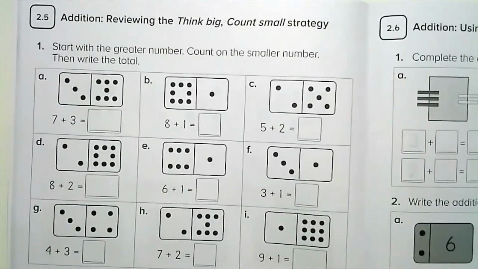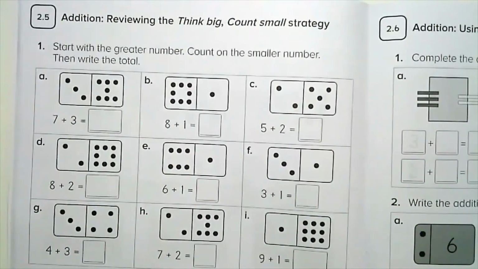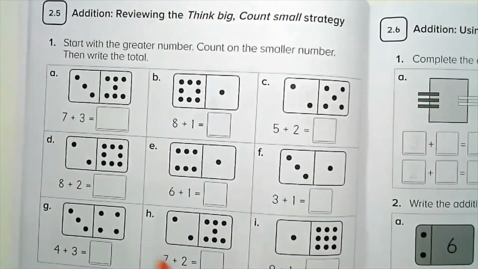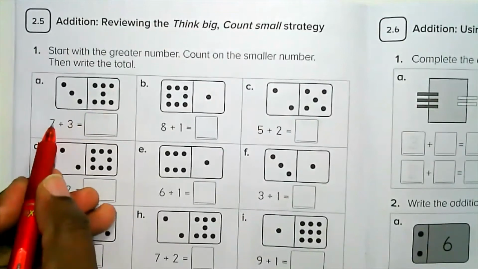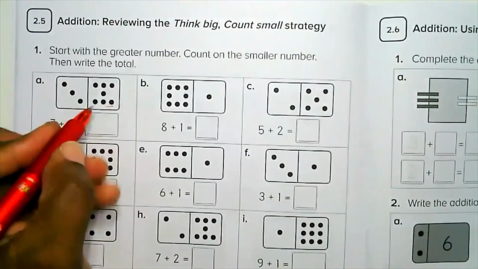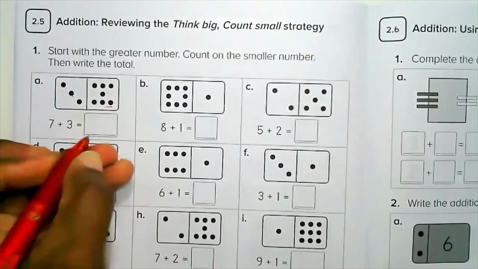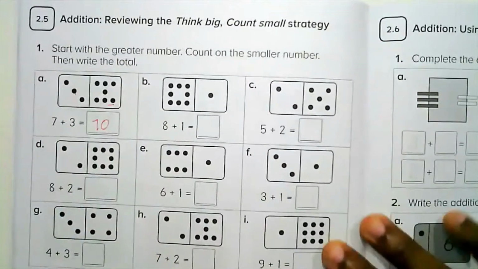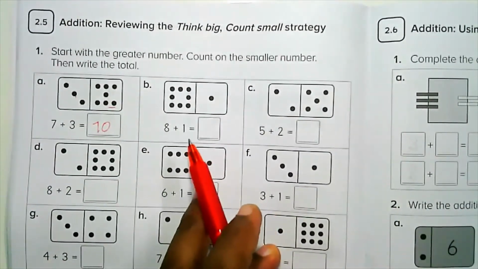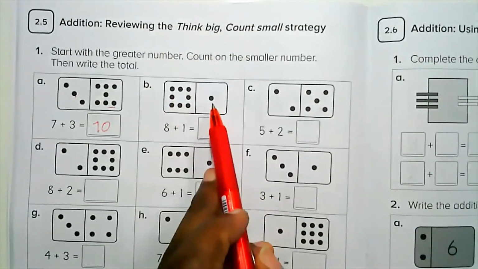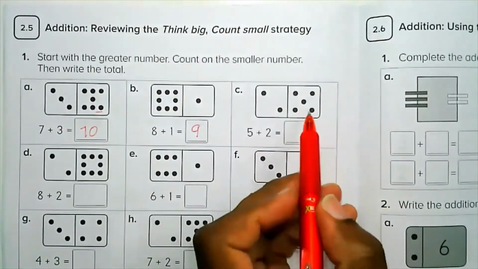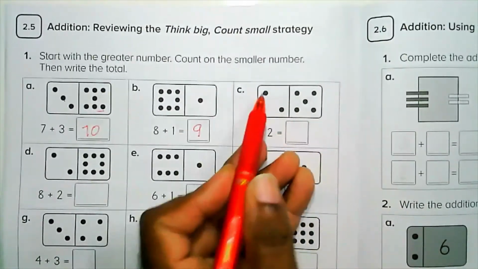Practice 2.5, number 1. Start with the greater number, count on the smaller number, then write the total. Part A, so 7 here and 3. We start with the greater number. 7, 8, 9, 10. Part B, 8, 9. Part C, 5 is a greater number. 5, 6, 7.